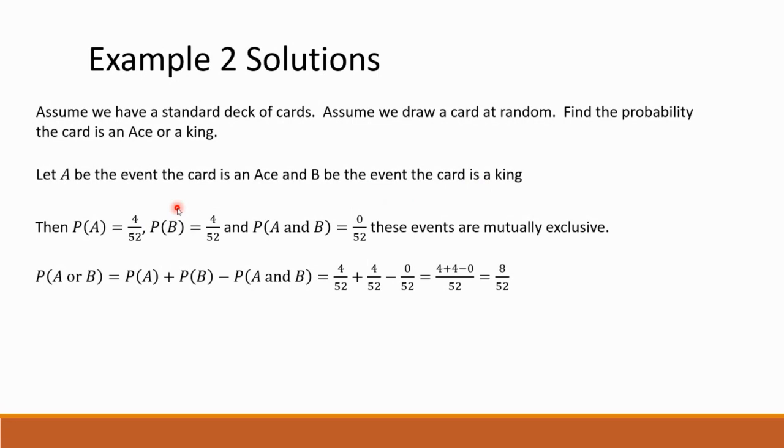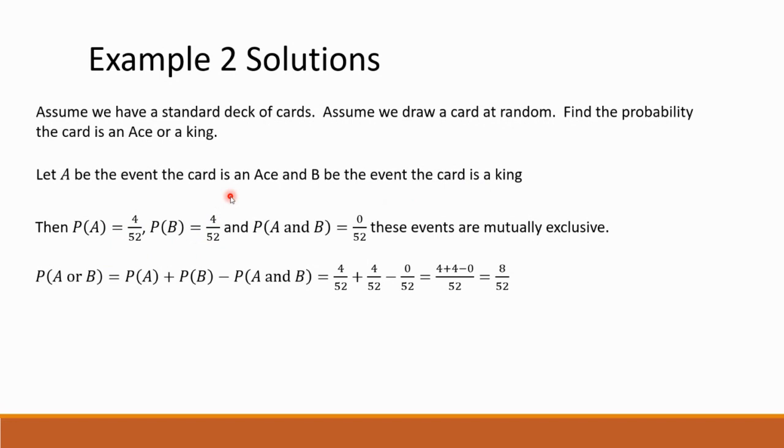We know there are 4 aces in the deck, right? The probability of A is 4 out of 52. The probability of B is also 4 out of 52 because there are 4 kings in the deck.